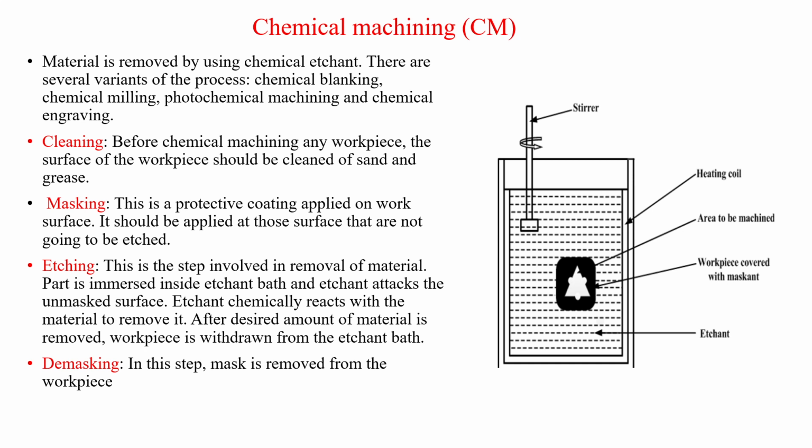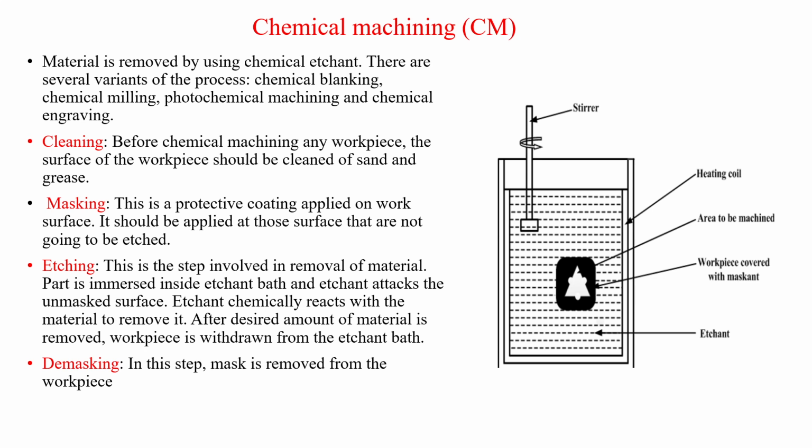First is cleaning. Before chemical machining any workpiece, the surface of the workpiece needs to be cleaned of sand and grease for effective machining. Second is masking. A protective coating is applied on the work surface. It should be applied to the surfaces that are not going to be etched. You have understood? For the surface which is going to be etched, you don't require masking, right? Because you want that to be machined. But for the surface you don't want to etch, use a mask so that it can be protected.